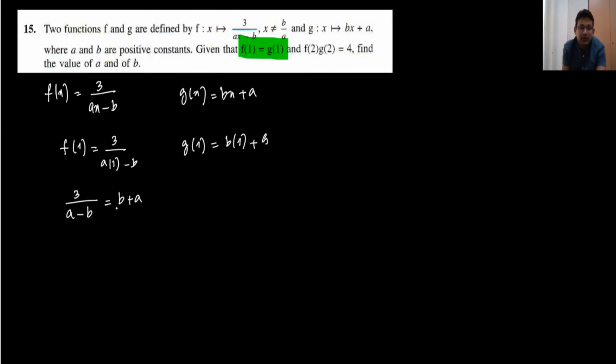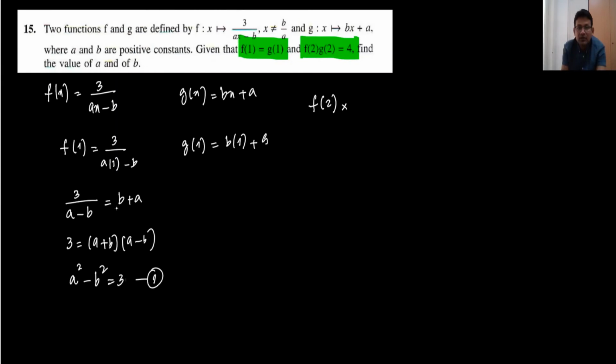When you multiply, 3 equals a plus b times a minus b. So we can write a squared minus b squared equals 3. This is the first equation we got. Okay, the second condition is here. This is f of 2 times g of 2, because this is not a composite. This is not 9.2. In 9.2, we have a different way to write.